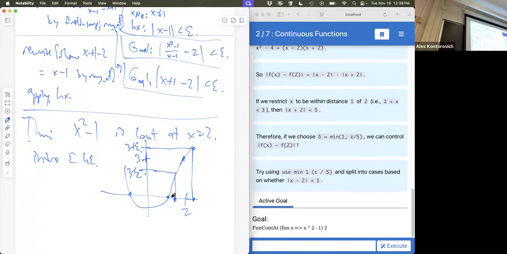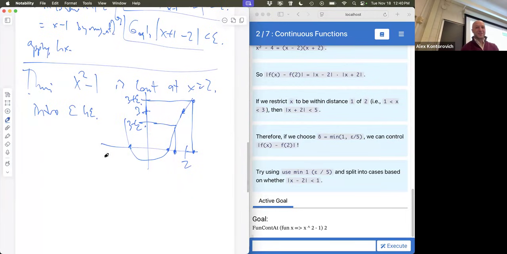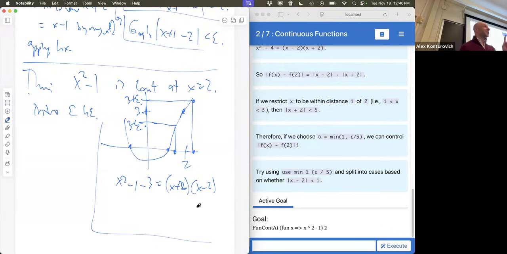Like when you simplify x squared minus 1 minus... Let's think about, so here's some scratch work. x squared minus 1 minus 3, because the limit's supposed to be 3. What is this? Yes, it's x squared minus 4, which is x plus 2 times x minus 2. x minus 2 is there.